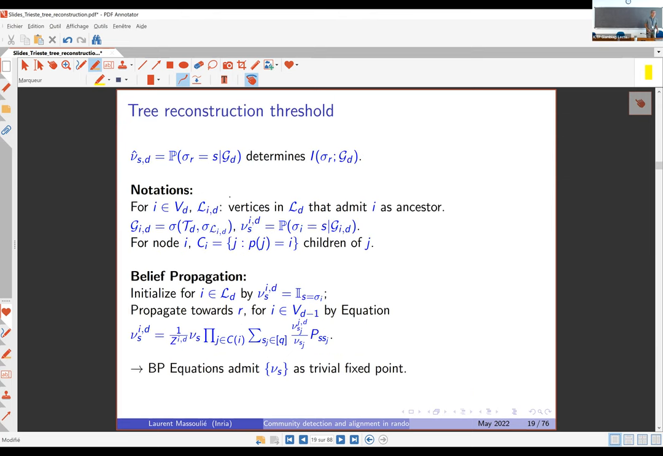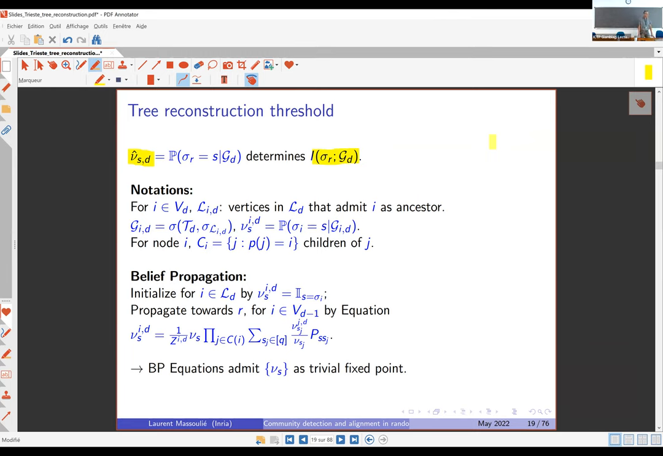So let me move back to the first question I was asking, which was tree reconstruction, and I'm giving myself a lot more information. I'm giving myself the whole tree, and I know precisely which node at generation D gets which spin, not just the summary statistics. Right, so the mutual information between the spin at the root and the tree, as well as the spins at generation D, is given by the conditional distribution of the root spin, knowing the spins at generation D. So let me denote by mu hat this corresponding conditional distribution. We know that this mutual information is a function of this mu hat, all right?